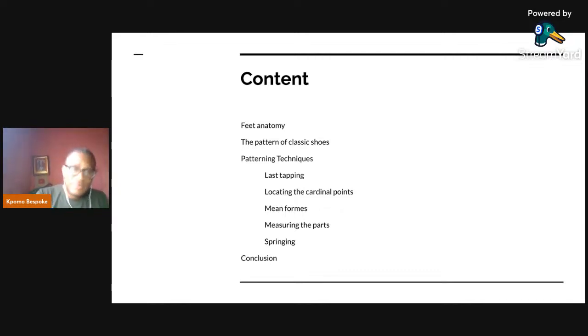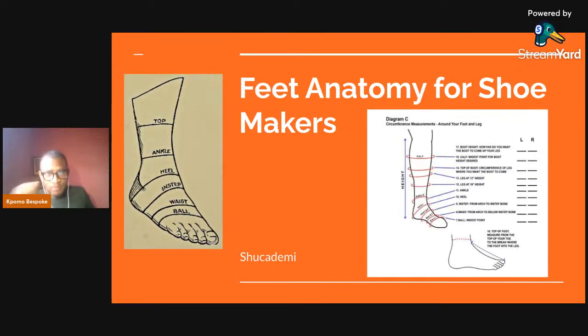Then we'll look at locating the cardinal points on the shoe last, which is really what I want to do in this class. So we'll look at how to locate things like the ball of a last, the vamp line on your last, the vamp point, the instep, the counterpoint, and the back height. So those are the cardinal points that we will look at in the course of this class. And then we will talk about the mean form and what you need to pay attention to.